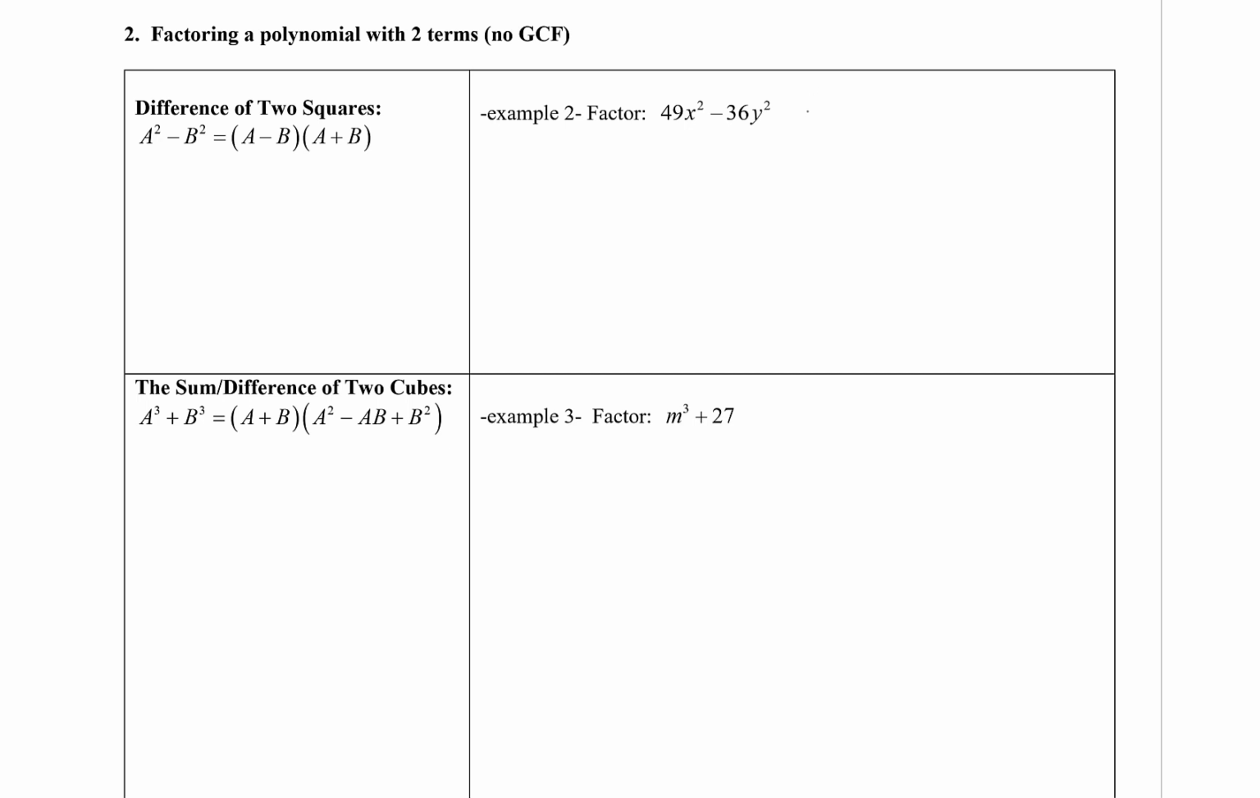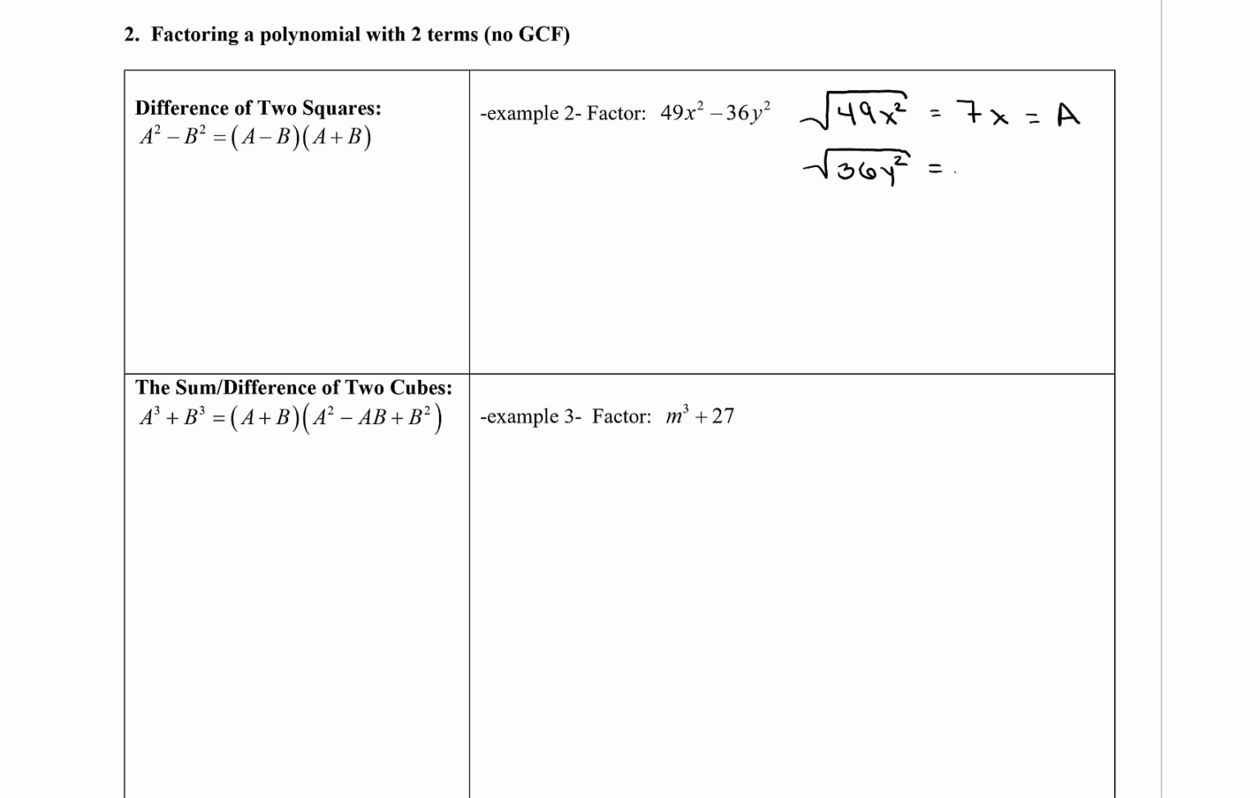Our example 2. Factor 49x squared minus 36y squared. First, I must check to make sure that these are actually both perfect squares. So if I take the square root of 49x squared, it is going to be equal to 7x, which is going to be representing my a. And if I take the square root of 36y squared, it is going to be equal to 6y, which is going to be equal to my b.